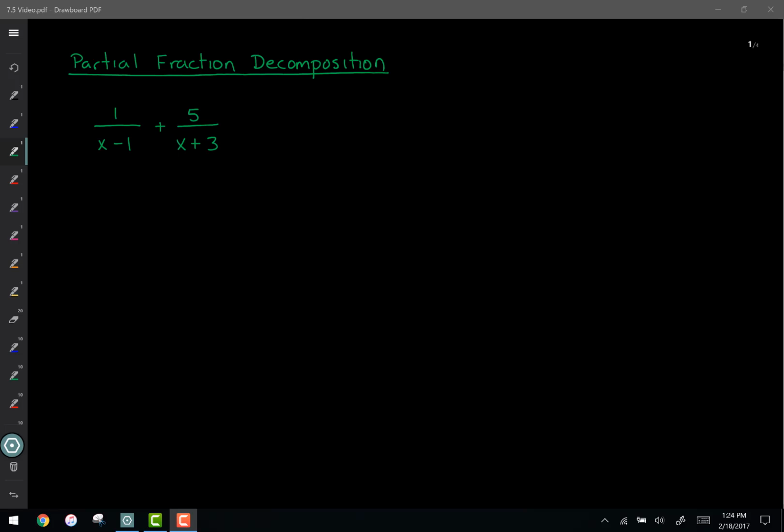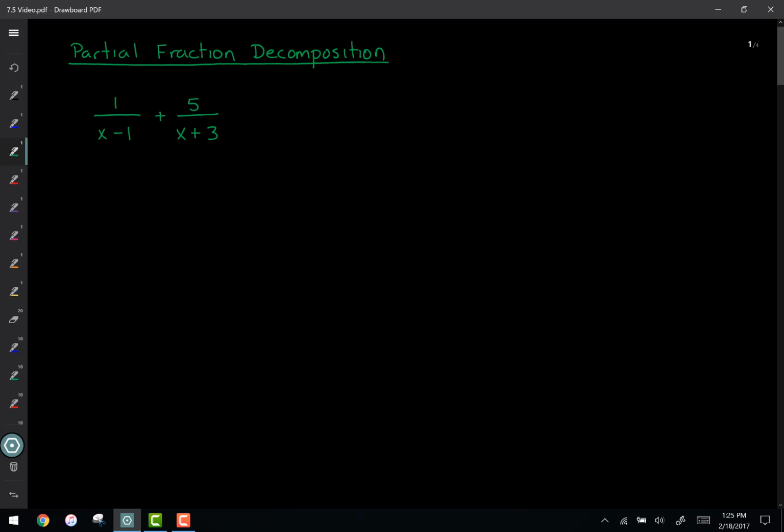Section 7.5 is going to be the last section that's on the gateway. Like I'd mentioned in class, 7.4, which is all about trig substitution, is not on the gateway, which is a good thing, because as you'll see, those problems tend to be a little long. So we're going to go back to 7.4 after the gateway and talk about how to do those types of problems. All right, so partial fraction decomposition.